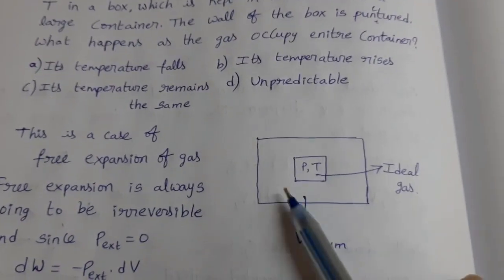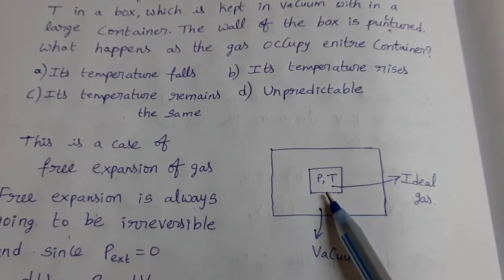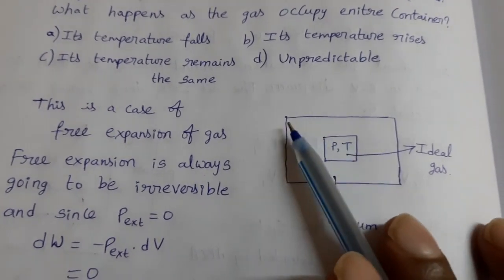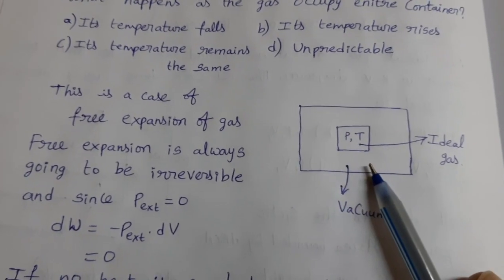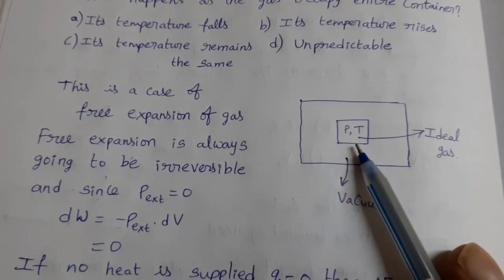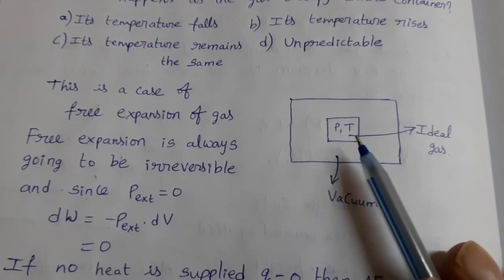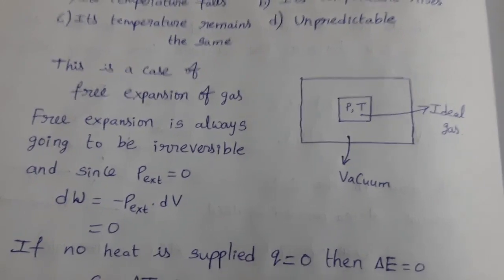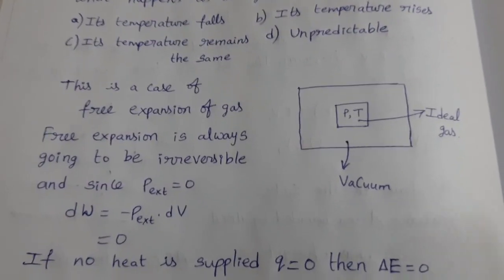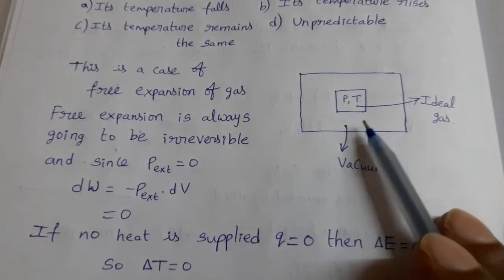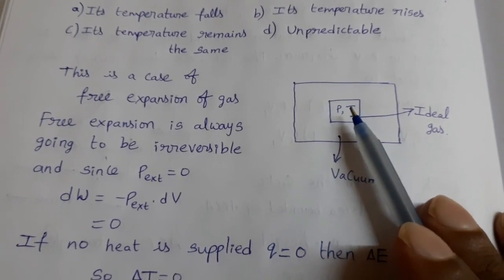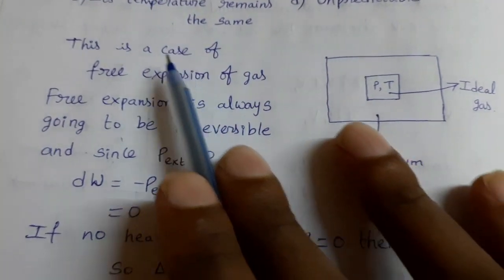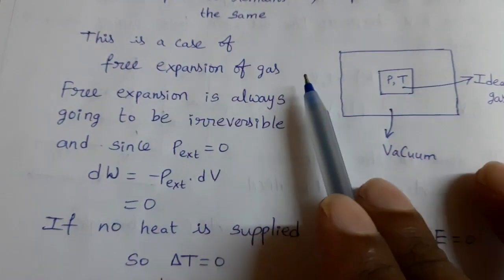See this diagram. This is a small box. Inside this, an ideal gas is there at pressure P and temperature T. This box is kept in a large container in which vacuum is present. Now the box is punctured, that means a small hole is formed in this box. Then what happens? The gas can leak, which means the gas occupies this container. So expansion of gas into vacuum is nothing but free expansion of gas.